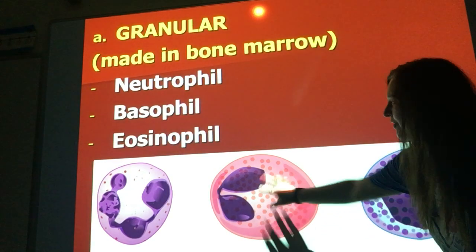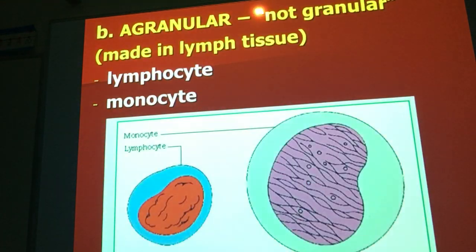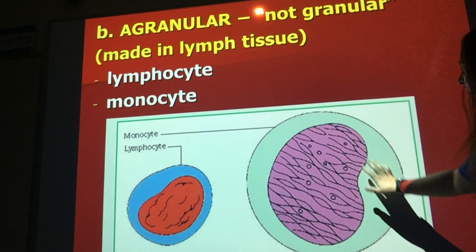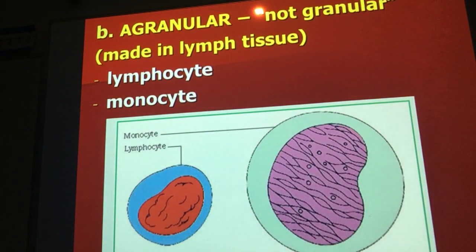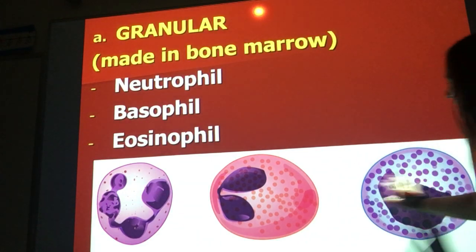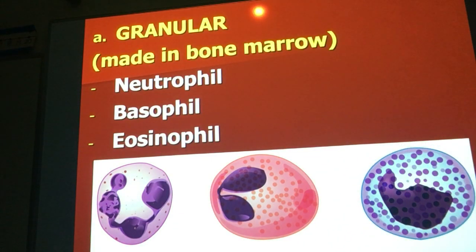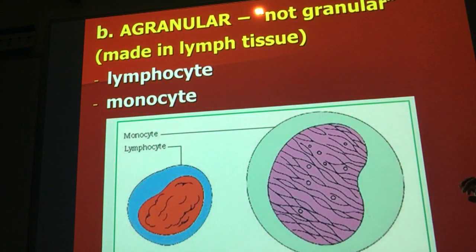They are granular, and agranular means they're not granular. So look at the background, there are no little dots in them. I think the visuals show that. Three of them are granular, look at the dotted background in each one, and two of them are agranular.